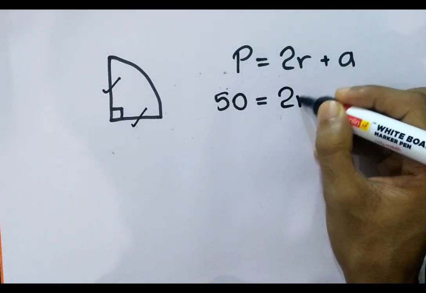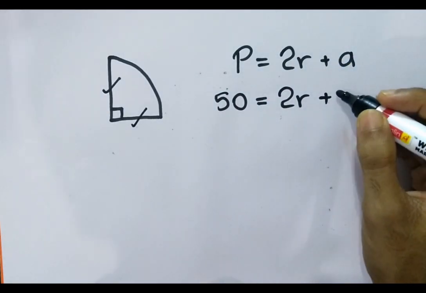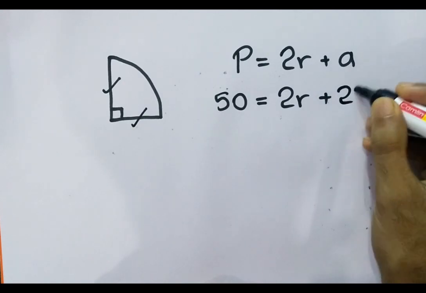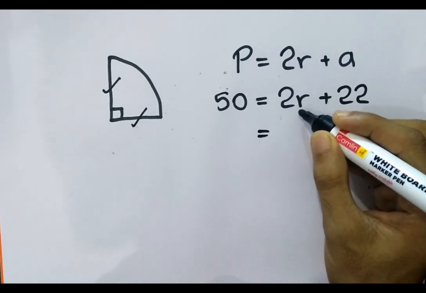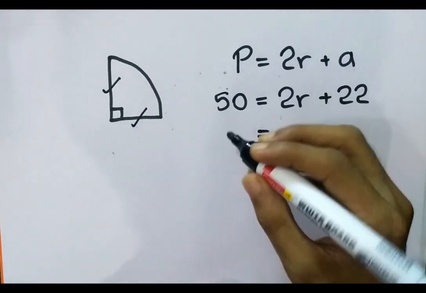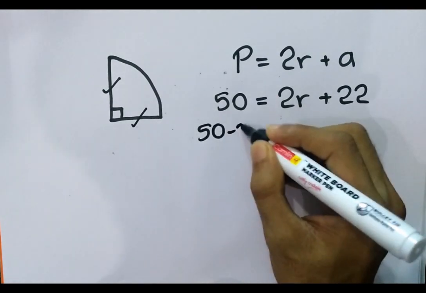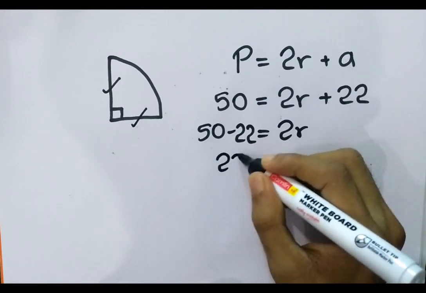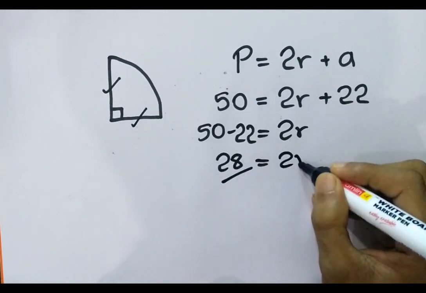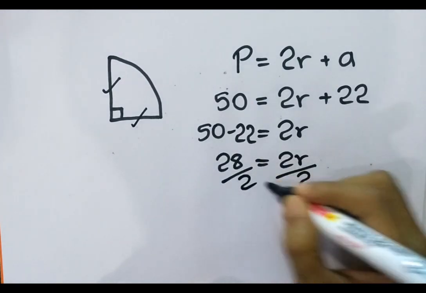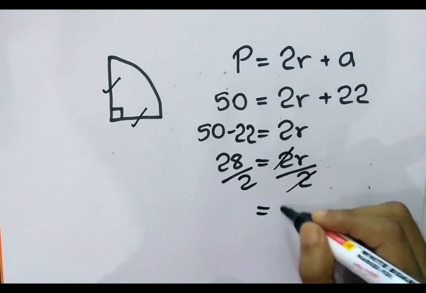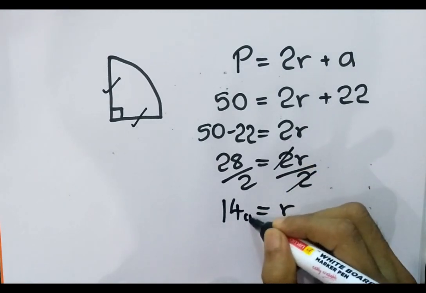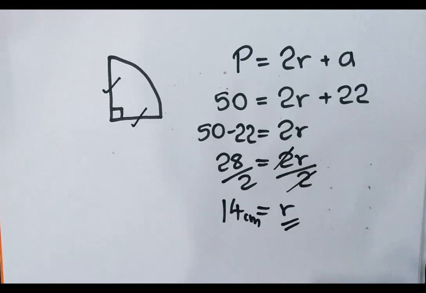They haven't given the radius, and they're asking us to find the radius, but they have given the arc length as 22. Now we just have to make the radius the subject. To do that, we'll take this 22 to the left, and that will become minus. And 2r is remaining. So 50 minus 22 is 28. Now we have to divide both sides by 2 to obtain the value of r. So 28 divided by 2 is 14 centimeter. So the radius is equal to 14 centimeter.